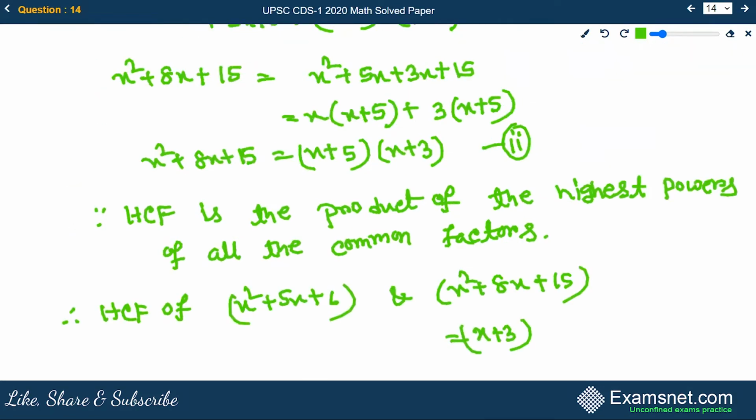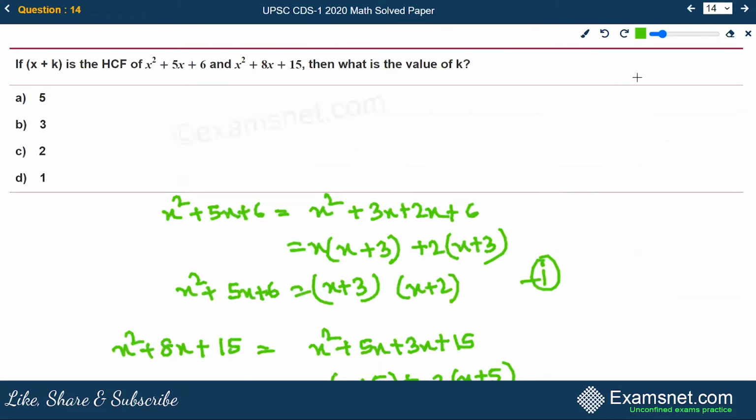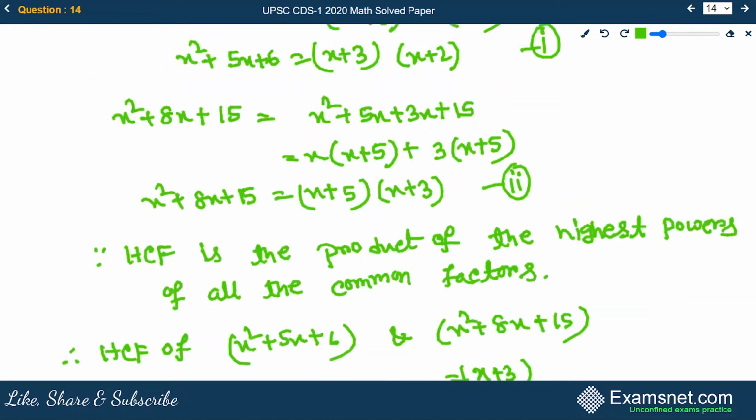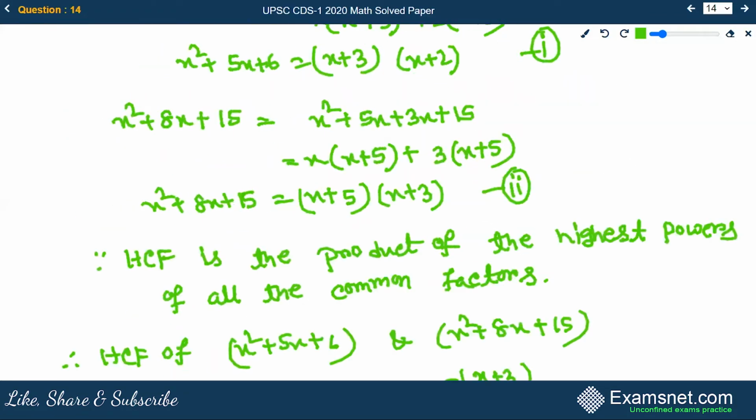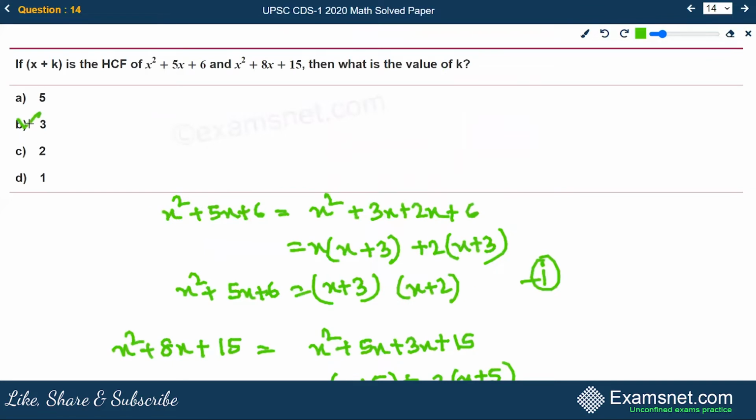But it is given in the question that x plus k is the HCF. Therefore, x plus k is equivalent to x plus 3. Therefore, k equals 3. The value of k is 3. Here option B is the correct answer.